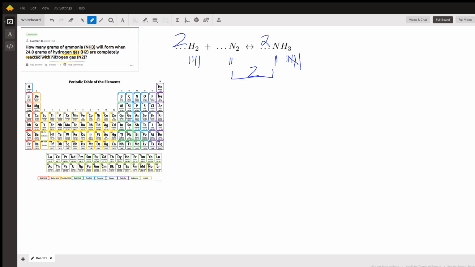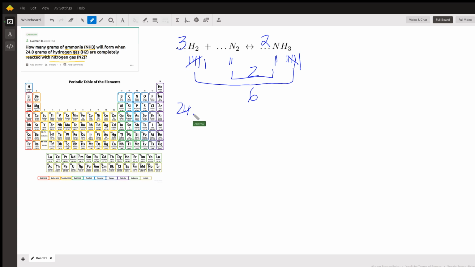So I'm going to actually have to go for 3 here, hydrogens. 4, 5, 6. Now my hydrogens are matched at 6, and we're good to go. We've got a balanced equation. So then we've got to convert our grams to moles.